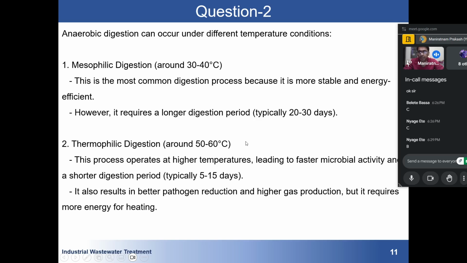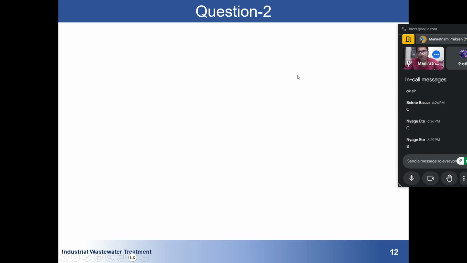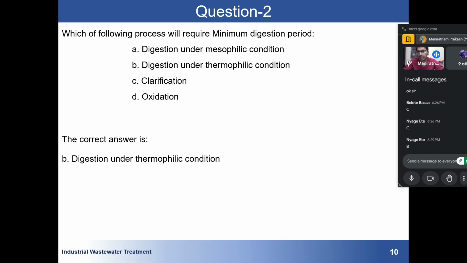Thermophilic digestion is around 50 to 60 degrees Celsius. This process operates at higher temperature, leading to faster microbial activity and a shorter digestion period, typically 5 to 15 days. It also results in better pathogen reduction and higher gas production, but it requires more energy for heating. Remember, in both conditions a different kind of bacteria acts, because certain bacteria survive at this temperature and certain bacteria survive at that temperature. Overall, this is a faster process and this is a slow process. That's why the correct answer was B, minimum digestion period, that is under thermophilic.